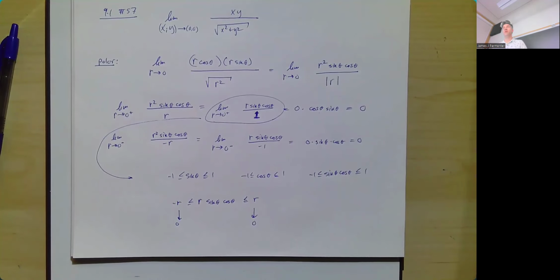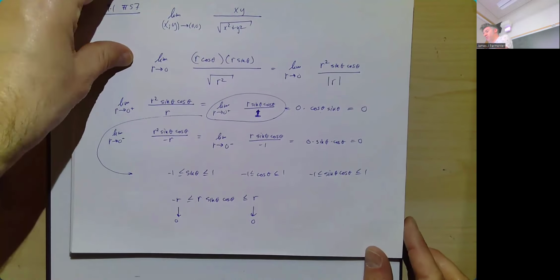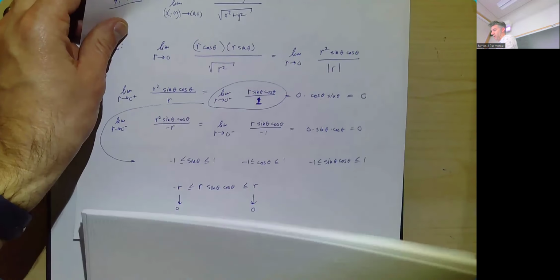I also think you could have done this one not using polar coordinates. You can make just a straightforward squeeze theorem argument here. I don't think you could have for the last one, the x cubed plus y cubed over x squared plus y squared one. I don't think there's a squeeze theorem argument for that one. But here, you can totally make the following argument. So check this out for a second.